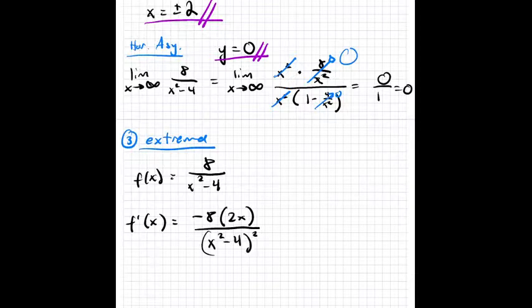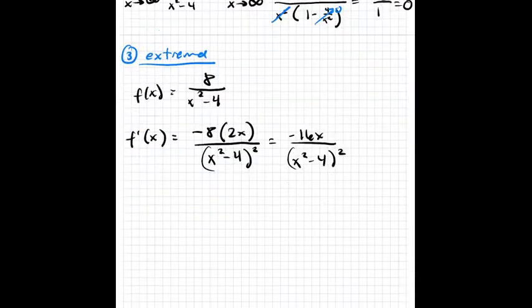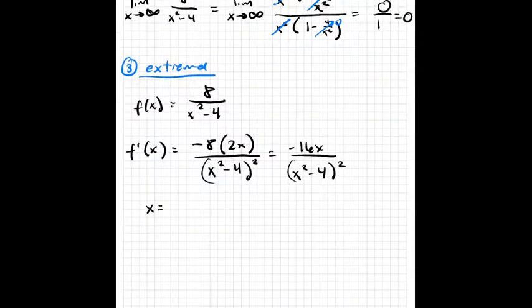So it looks like we get negative 16x over, I'm going to leave this as, x squared minus 4 squared. So then the candidates for critical values are going to occur where this is either 0 or undefined. So we want to consider x equals 0, and it's undefined at what? Plus or minus 2.